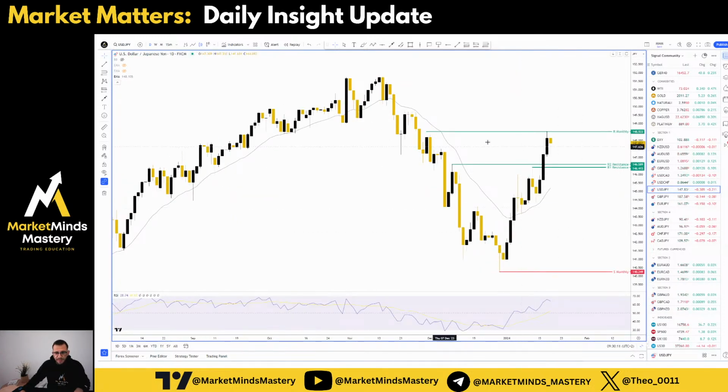USD Japanese yen, another resistance here caused the price to pause, at least temporarily. Here the market is clearly in an uptrend with significant strength from the buyers, higher highs and higher lows all the way. So I'm not looking to sell this one, to be honest.